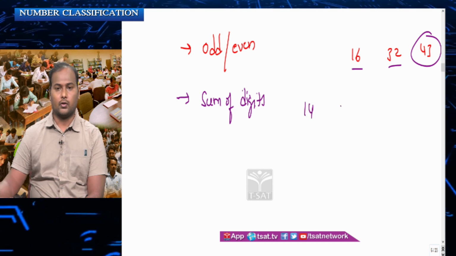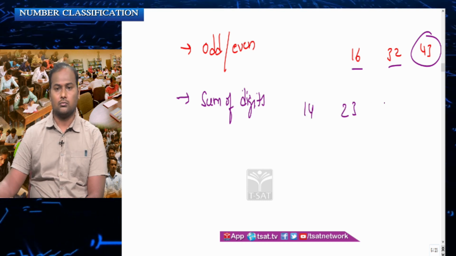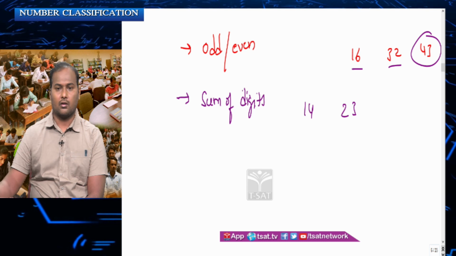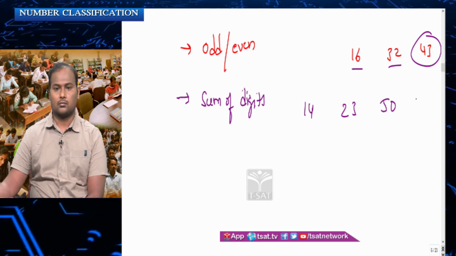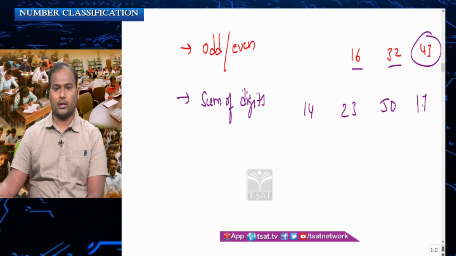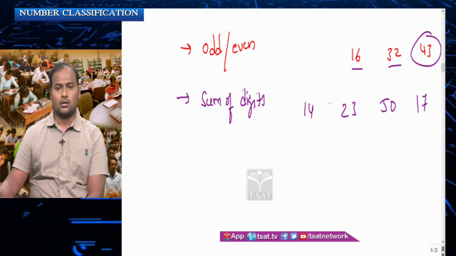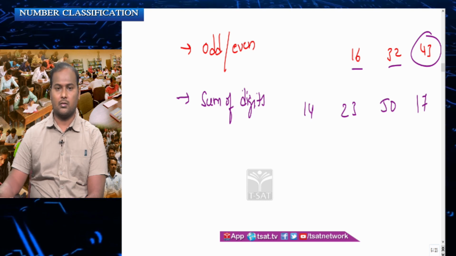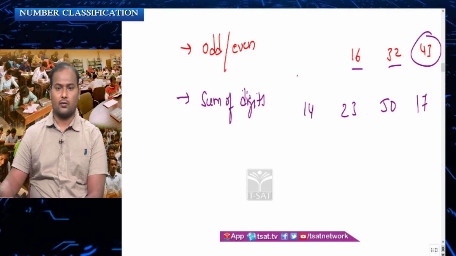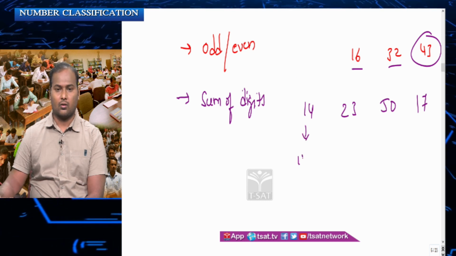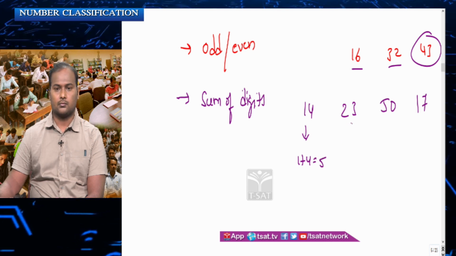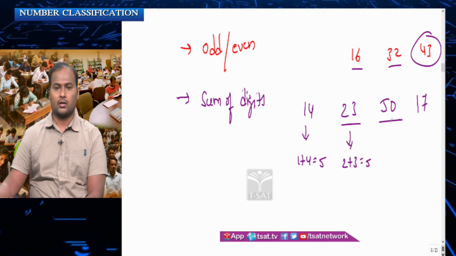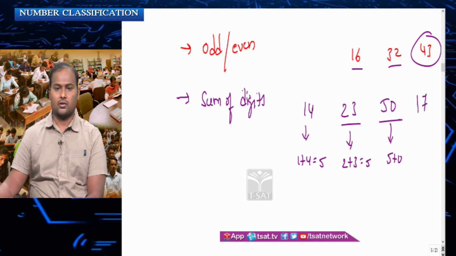For example, 14, 23, 32 or 50 or 17. Now we will ask, try to classify it. See, in this case we will check squares, cubes, prime numbers, odd numbers, even numbers and also even sum of digits. The moment you see this, 14, 1 plus 4 is 5, here 23, 2 plus 3 is also 5, then 50, then 5 plus 0 is also 5.